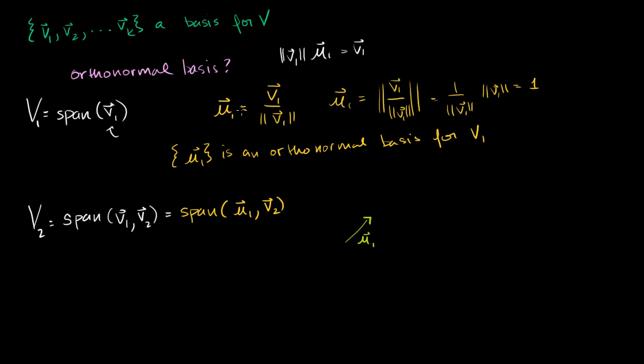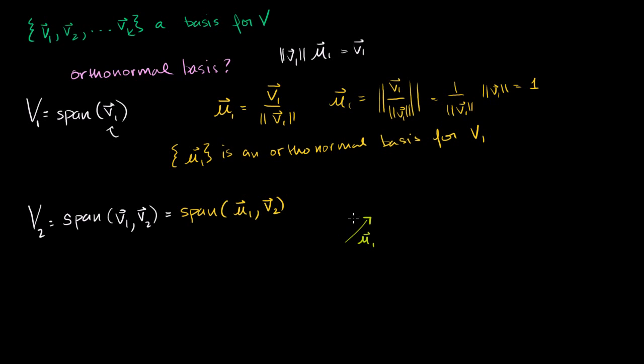And v1 and v2 are linearly independent. That's by definition of a basis. So you can't represent v2 as a linear multiple or a linear combination of v1. And likewise, you can't represent v2 as a linear combination of u1, because v1 is a linear combination of u1. So v1 is not going to be on the line spanned by u1.